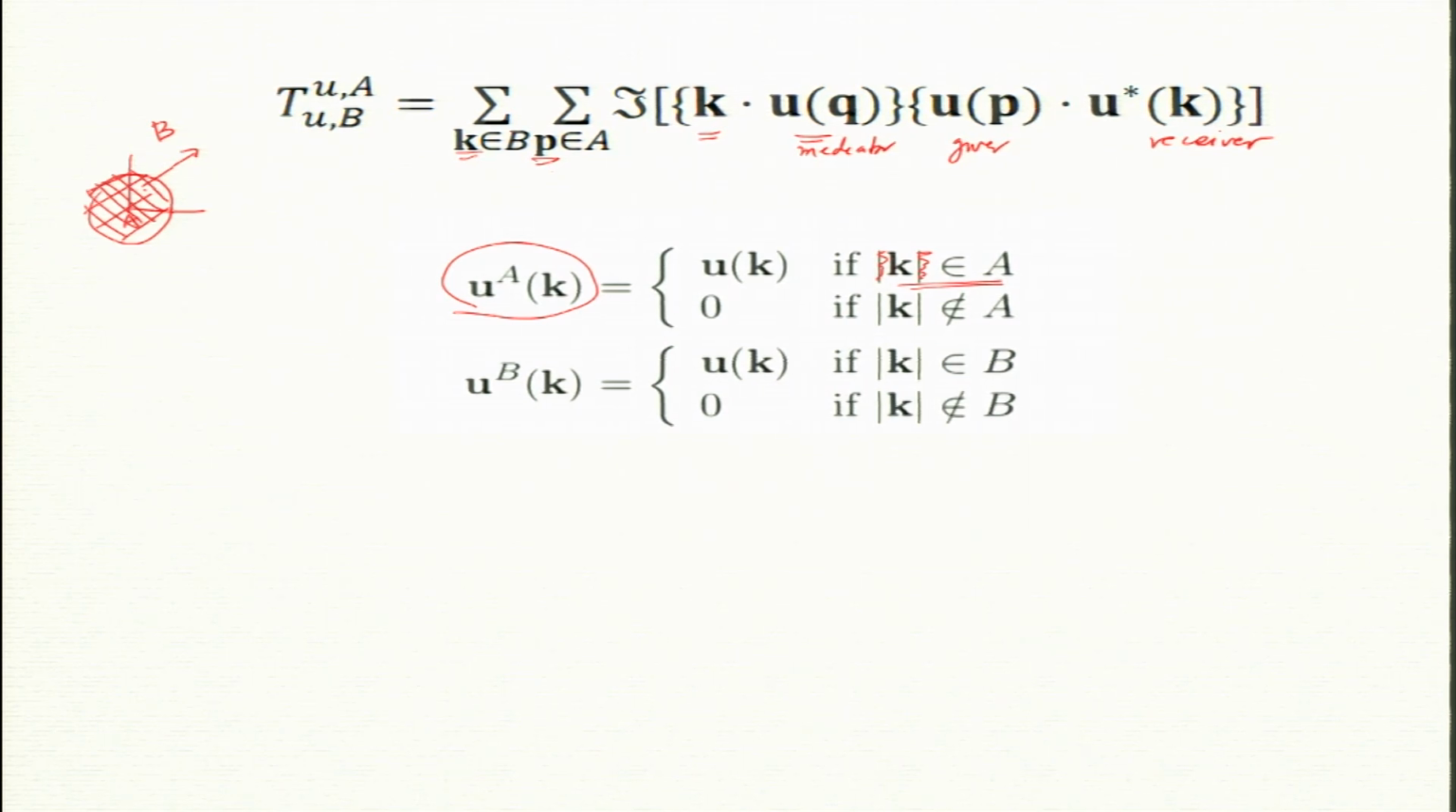Now, uB is the other region. We do the same thing, k belonging to B. So, this is region A and now we have region B. I keep the velocity field non-zero only in that region. So, u and uB.